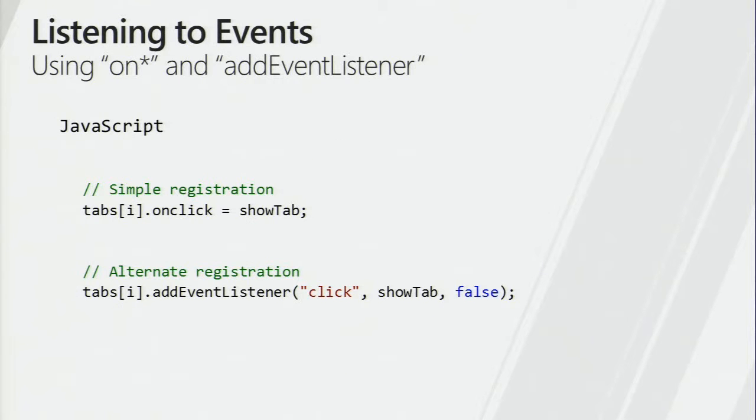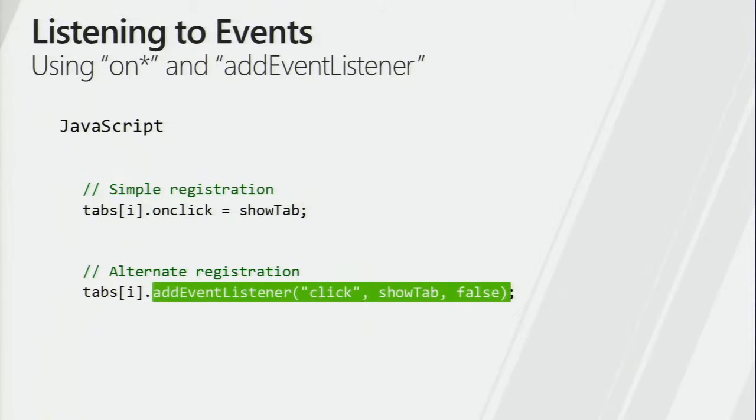Now this is a good time to step aside and talk a little bit about registering for events, like I did for click in the previous example. So onclick and on-star, really, it could be onmouseover, and a variety of different events that you can listen for on elements, including key presses and more. There's a simple registration mechanism you can use with the on syntax. You can also use addEventListener, which gives you a few more configuration parameters.